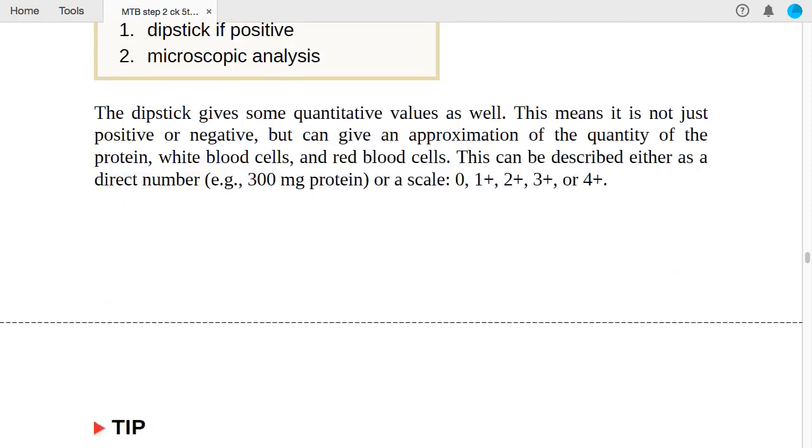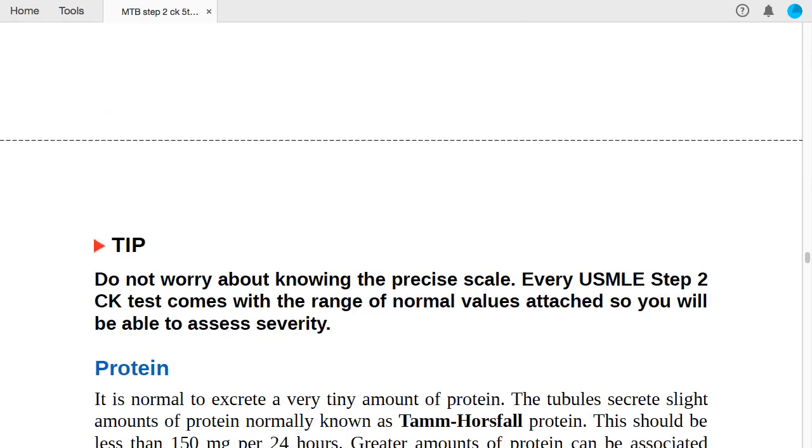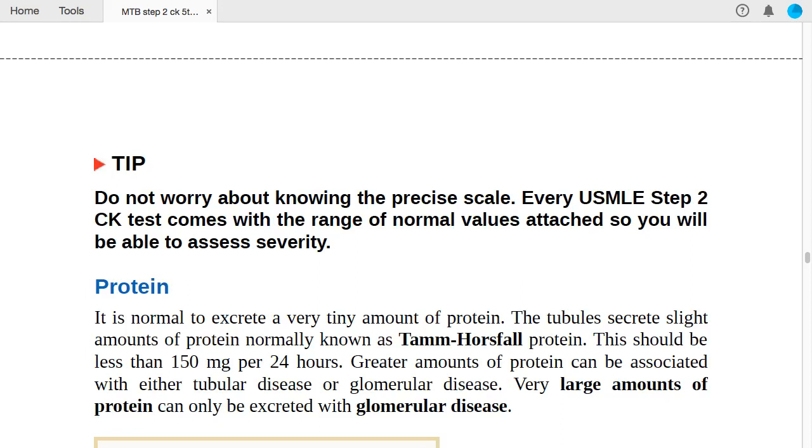So the tip for us here is, do not worry about knowing the precise scale. Every USMLE Step 2 CK test comes with the range of normal values attached, so you will be able to assess severity. We don't need to learn the values, but we should have an idea about the normal values. It's always written in the exam, so don't worry about learning the values.